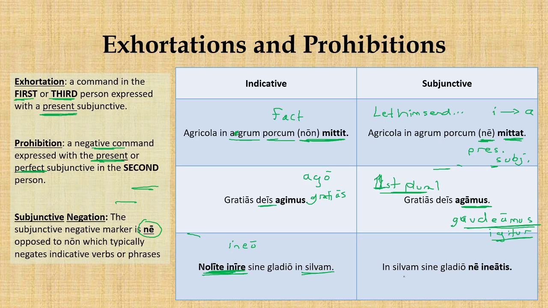And when we look at our subjunctive version of this, it's a little bit different, but it expresses a kind of similar idea. So in silvam sine gladio ne eatis, here we have our present subjunctive in the second person plural, and it's negated with the ne. So may you all not, or just simply do not, go into the forest without a sword. So even though they're expressed in two different ways, it still overall is a similar idea.